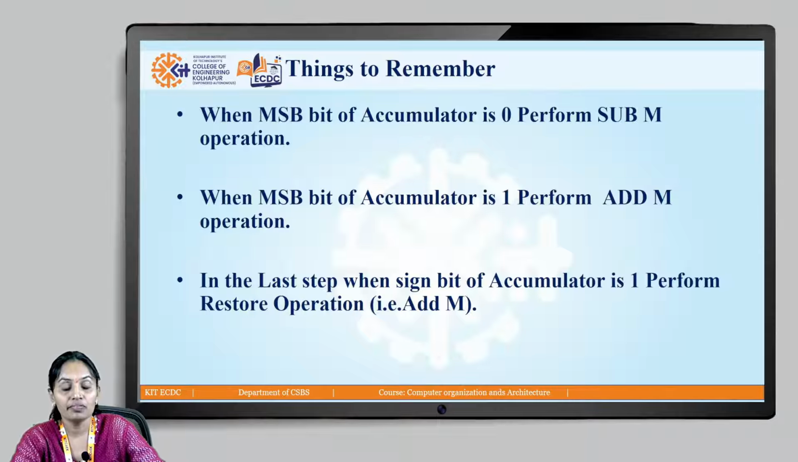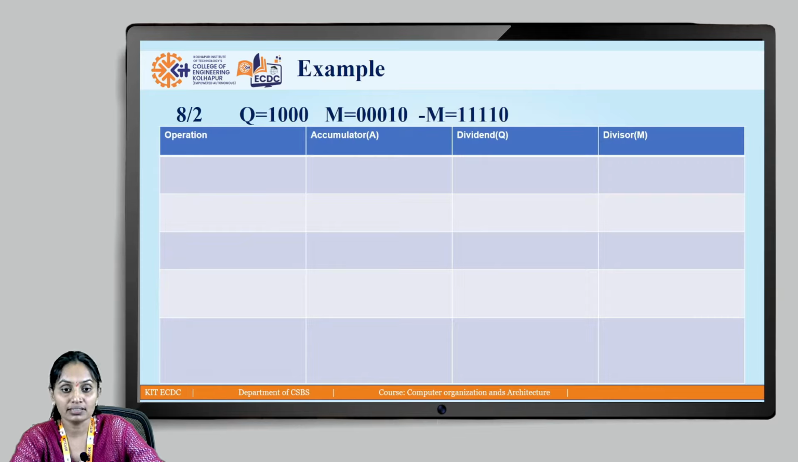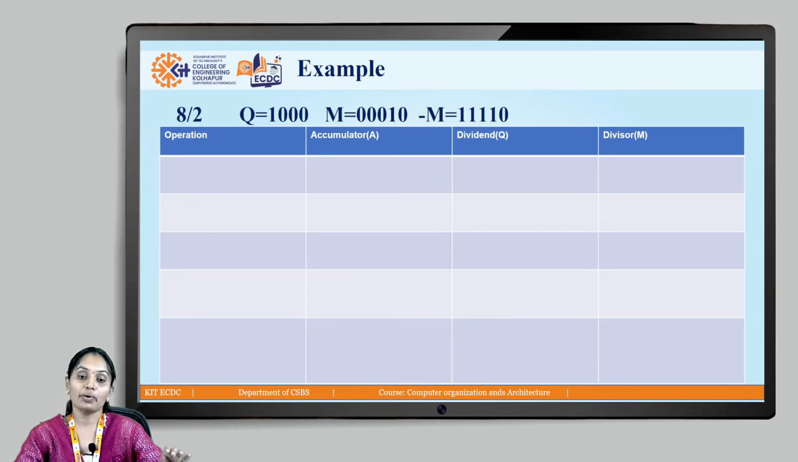We will take one example so that you can understand. This is 8 divided by 2. The dividend is Q, that is 8. What is the binary equivalent of 8? It is 1000. Now plus M and minus M, that is the divisor. For performing this algorithm, we need two values, plus M and minus M. The binary equivalent of 2 is 00010, and the 2's complement of 2 is 11110.